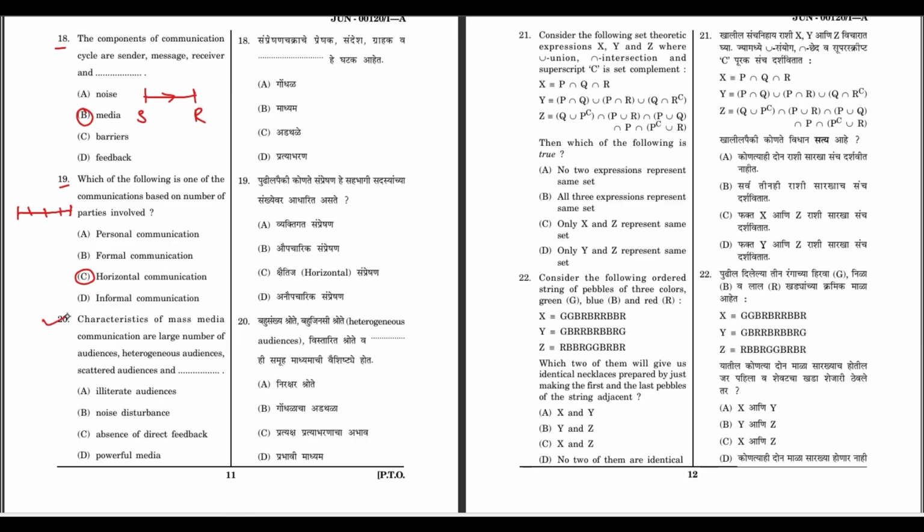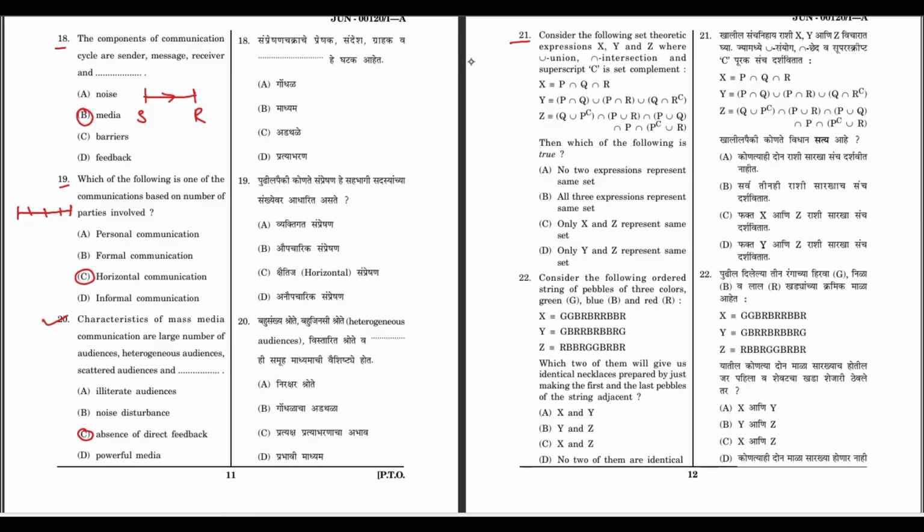Next, characteristics of mass media communication are large number of audience, heterogeneous audience, scattered audience, illiterate audience, noise disturbance, absence of direct feedback, or powerful media. Correct answer is C. Absence of direct feedback, because the receiver, the audience, cannot directly give feedback to the speaker.